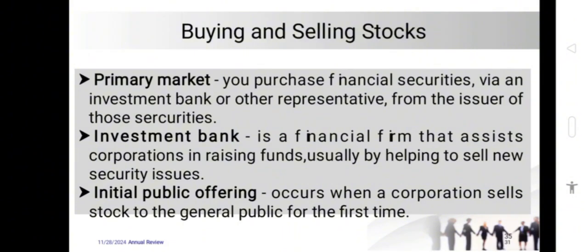Next is the investment bank. The investment bank serves as a financial intermediary specializing in complex financial transactions and services for raising corporation funds, usually by helping to sell new securities.